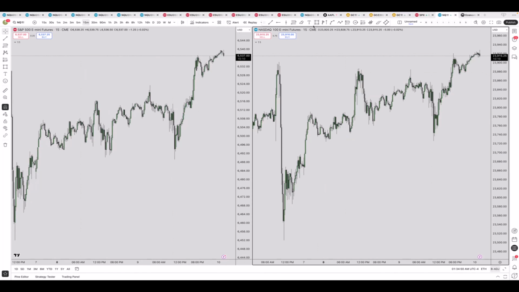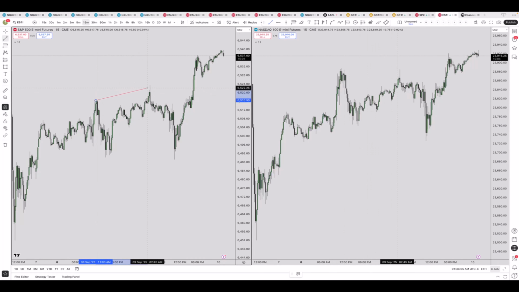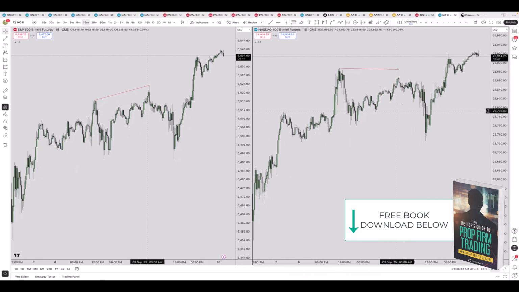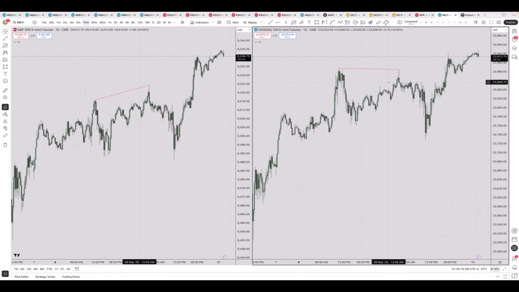So this is a 15-minute chart. Let me give you an example of a bearish case. All right, so you see here this high to this high vis-a-vis this high to this high. As this was making a higher high, this made a lower high. And so this is a clear bearish SMT.